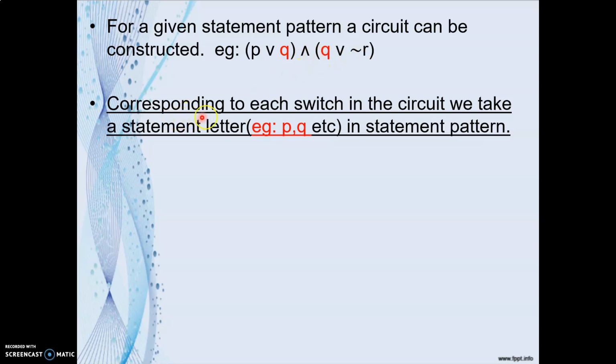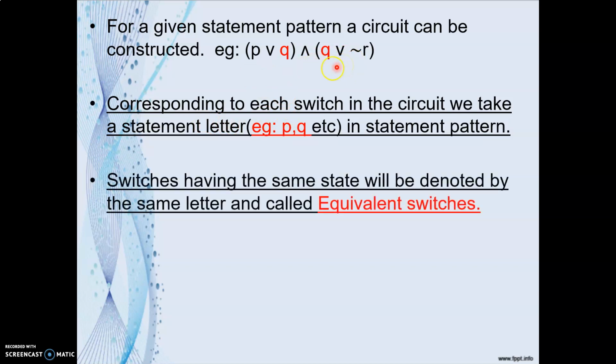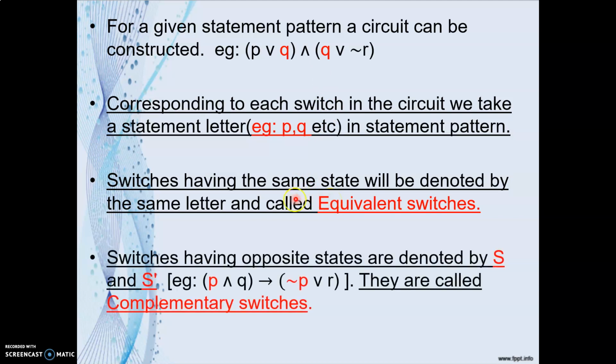Corresponding to each switch in the circuit, we take a statement letter P, Q, etc. So here three switches are given. Switches having the same state will be denoted by the same letter. So here Q is repeating twice. That means in the circuit, the switch Q or S2 is repeating two times. That kind of switches are called equivalent switches. Switches having opposite states are denoted by S and S dash.